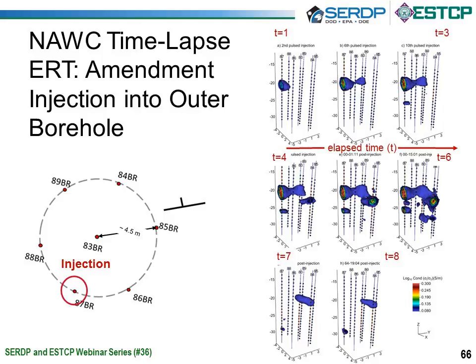So we started at 87 BR. It migrated down to the center borehole, 83 BR, and then kind of turned the corner over to 85 BR. And this last image here, T7 and T8, are somewhere around 60 days post-injection. So we still had a little bit of a conductive signature, and that plume is actually between 83 and 85 BR in the direction of 84 BR.